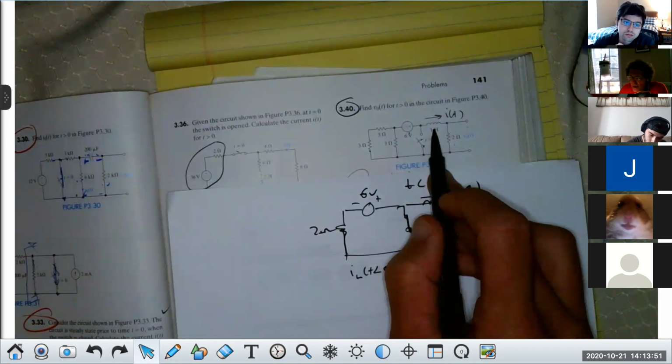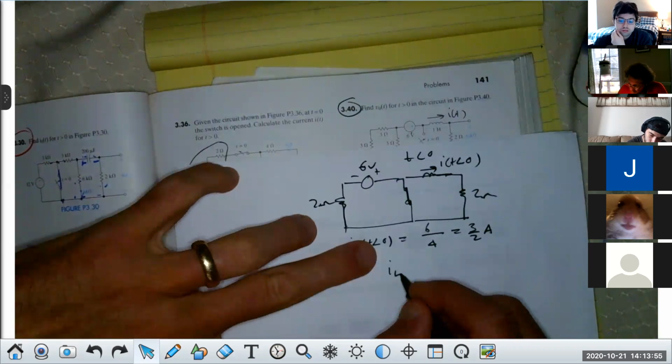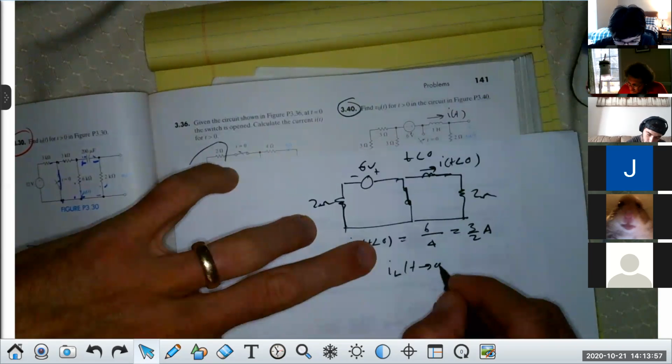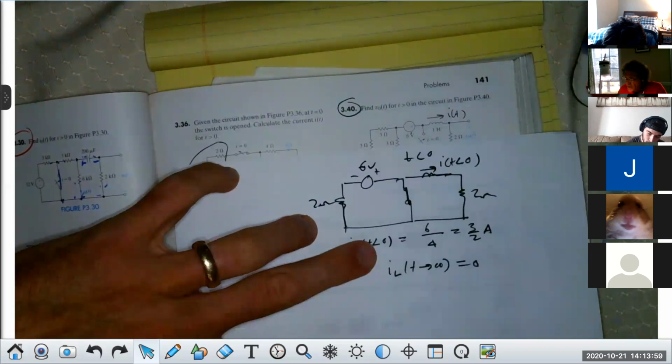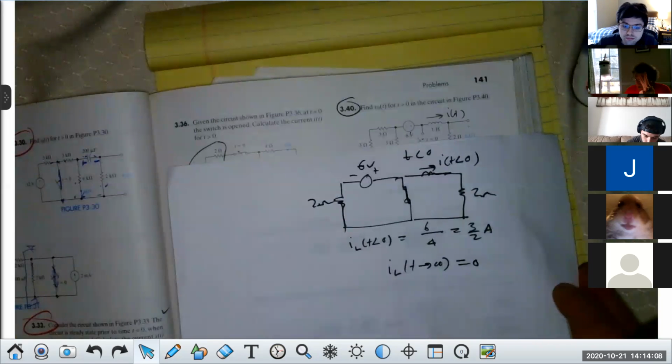Yes. And therefore, current must go to what? 0. I_L(t) as t goes to infinity is 0. That's the second thing. Correct, class? Yes. Giving people time to write it down.